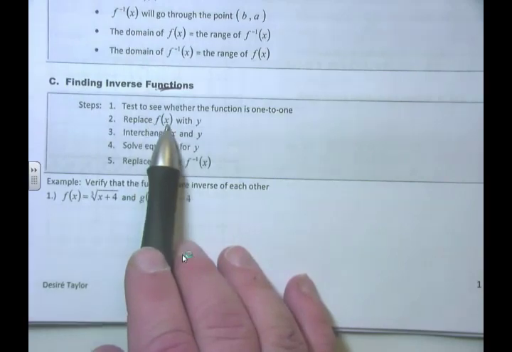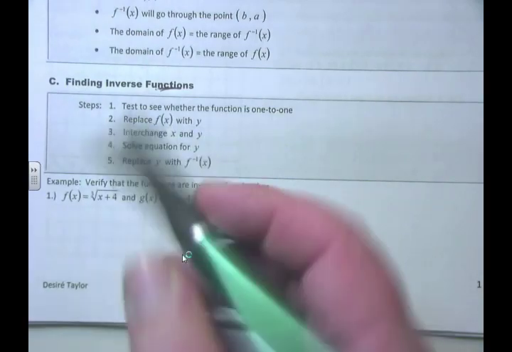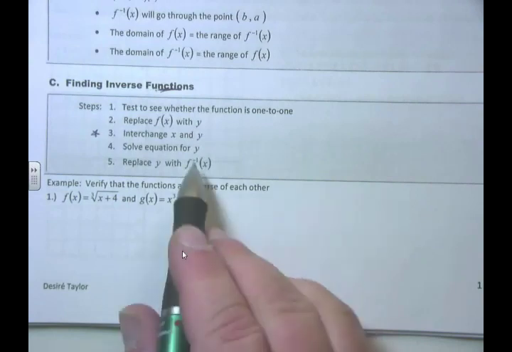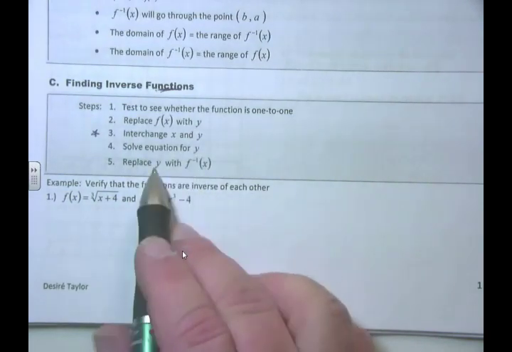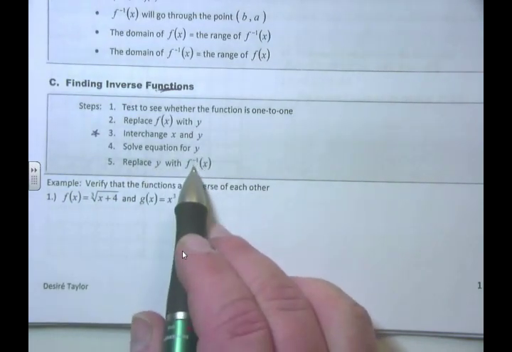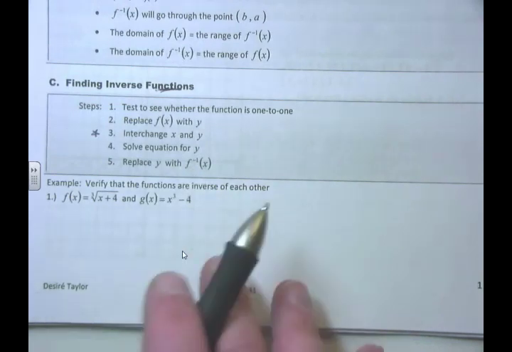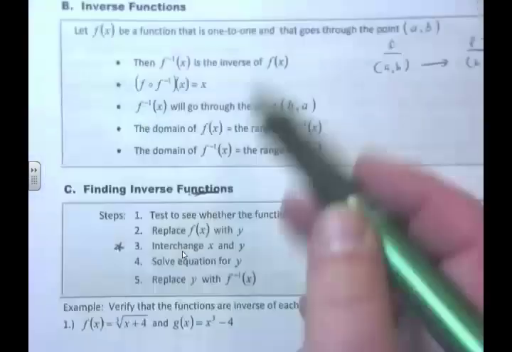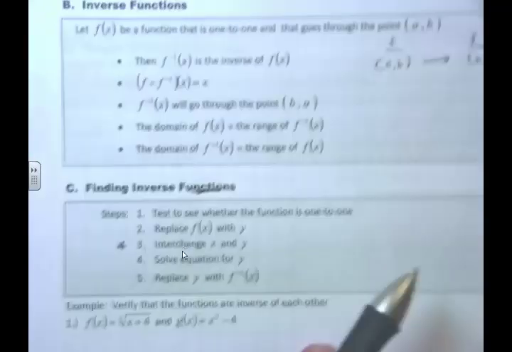Then step number 2, replace f of x with y. Step number 3 is actually the step that gets the inverse into it. Interchange the x and y. Switch the x and y coordinates. Then solve for y, and then at the end replace y with f inverse or g inverse or whatever you call the original function. Okay? All right, so again, this is all algebra review. Now going back up here, these are my tests for inverses and stuff.